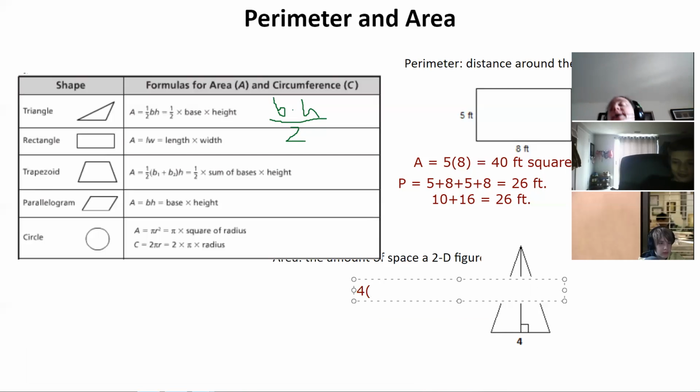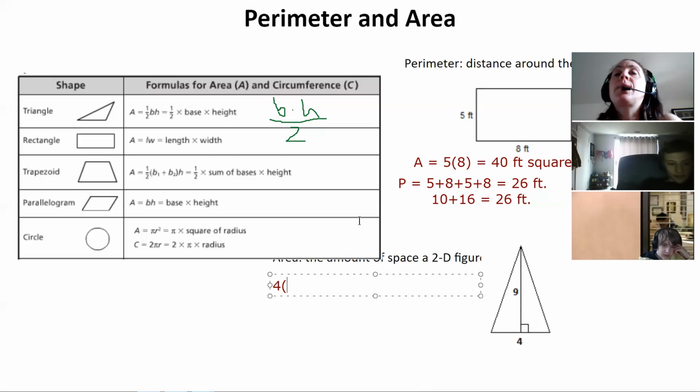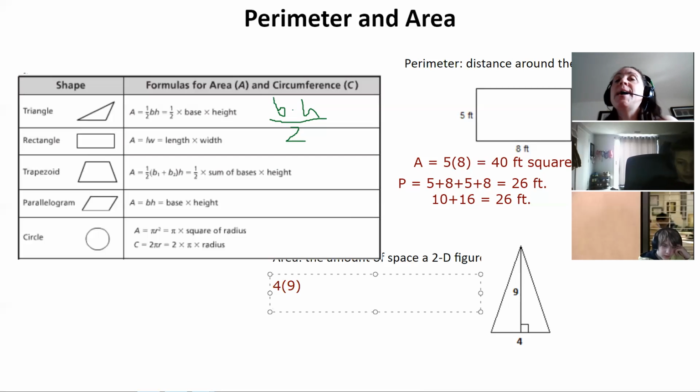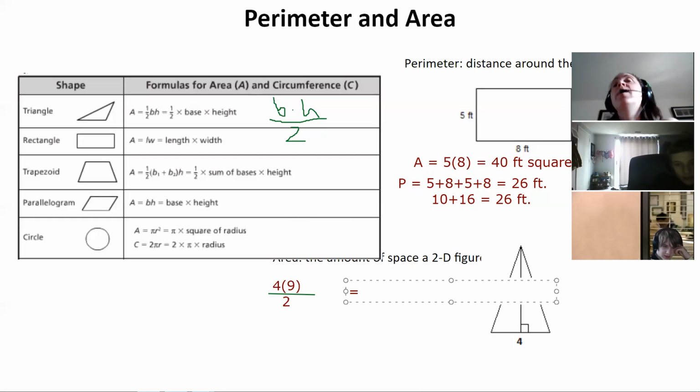And what about my height? I can't see it. Oh, I didn't know that white box shows up for you guys. Cool. Okay, what's my height? 9. So 4 times 9, and then we're going to divide by 2. Wouldn't it be like 18? Yeah, very good. So 9 times 4 is 36, divided by 2 does give you 18.